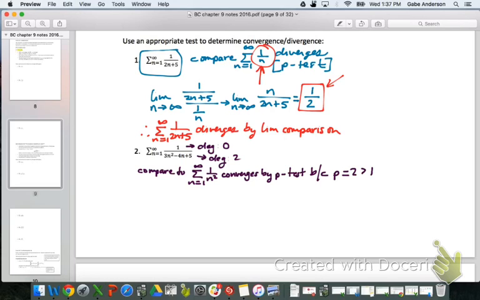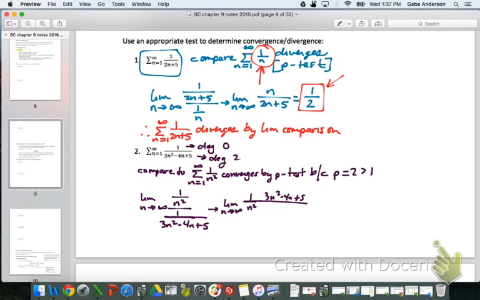Okay, so now we set up our limit. Now that we have a known series, we can say limit as n goes to infinity of 1 over n squared over 1 over 3n squared minus 4n plus 5. I think I might have flipped the order here. Doesn't really matter. Let's see what it looks like now. So limit as n goes to infinity, it's going to be 1 over n squared times 3n squared minus 4n plus 5. Okay, so then I can essentially just extend this.